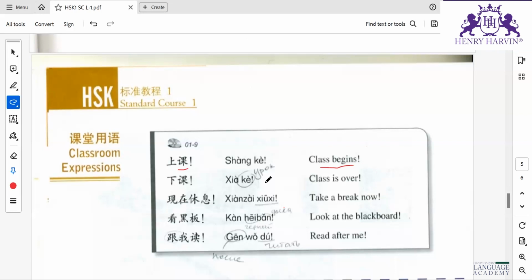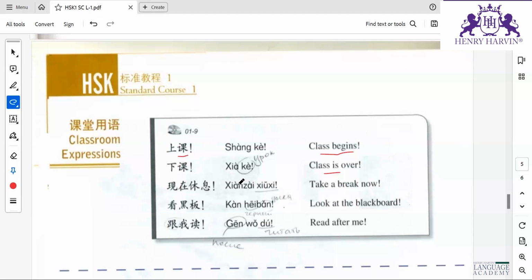Shakha. Shakha means class is over. Basically the opposite of Shankha. Shankha: class beginning here; Shakha: class ending here. Okay. Now, next one.